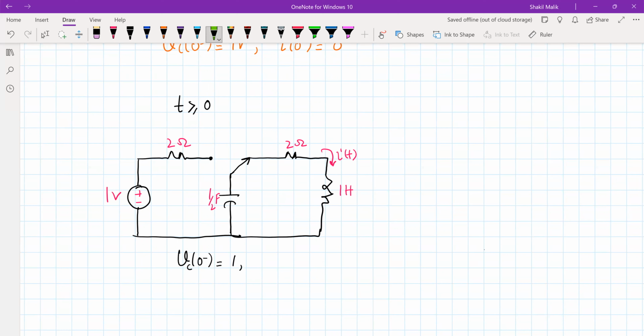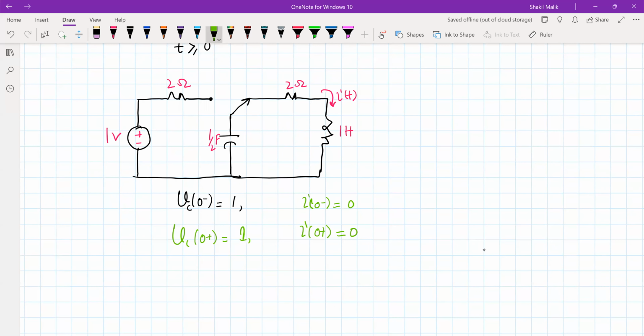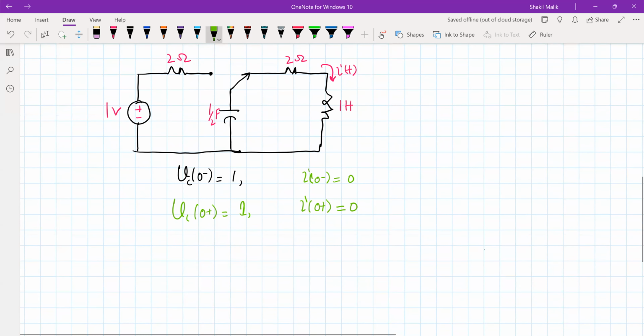So if Vc(0 minus) is 1 volt, what is Vc(0 plus)? That's again equal to 1 volt. Why? Because capacitor voltage cannot change suddenly. Also, if i(0 minus) is equal to 0, what is i(0 plus)? That's again equal to 0. Why? The inductor current cannot change suddenly.